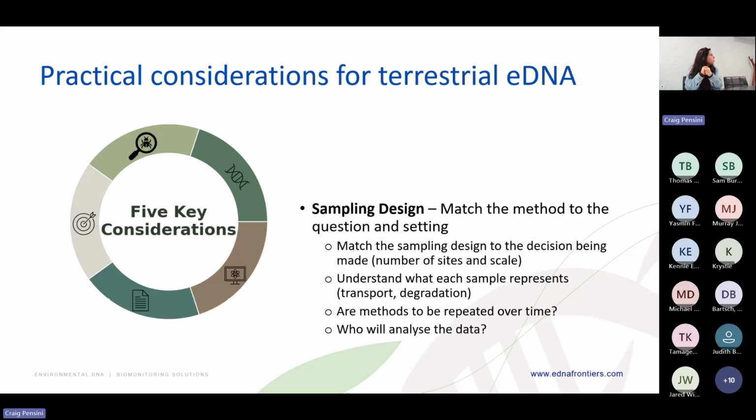The next thing is sampling design. We have to match the method to the questions and the setting of the sample, the sampling points. So the number of sites we are sampling, we have to understand the ecology of eDNA. So there are the effects of transport and degradation. That's especially true for airborne DNA and for water DNA, rivers, oceans. They are transported by currents or wind. Every DNA is degraded at some point.